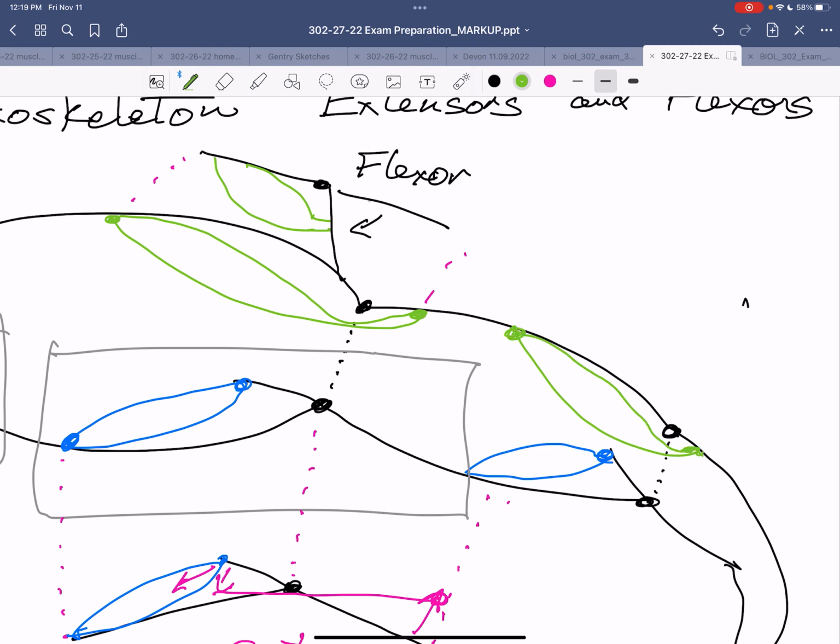If I drew another one just like it down here, attached at the ends, here's the pivot point, pivot points here. If we shorten this, we're going to move the limb that way. It's a flexor.